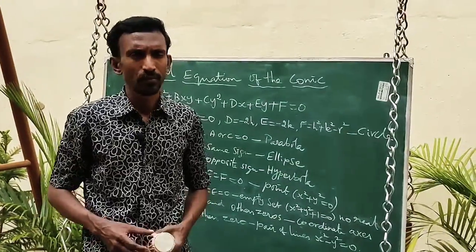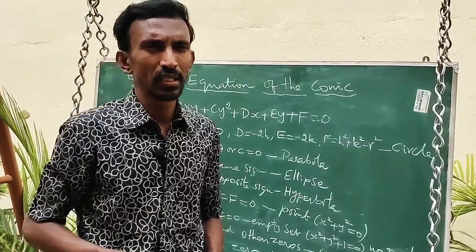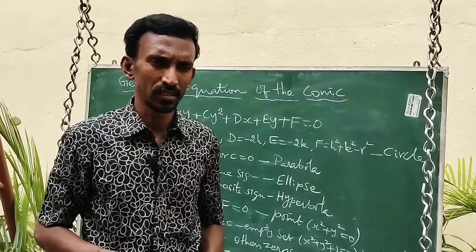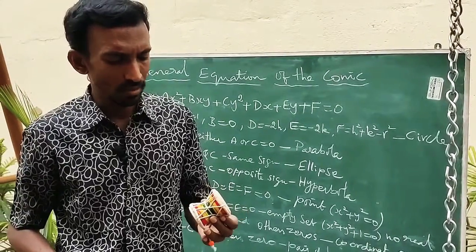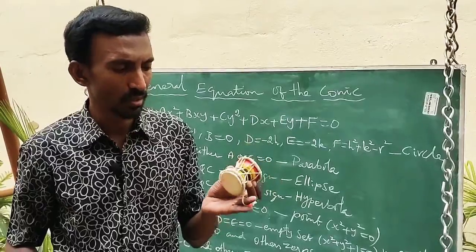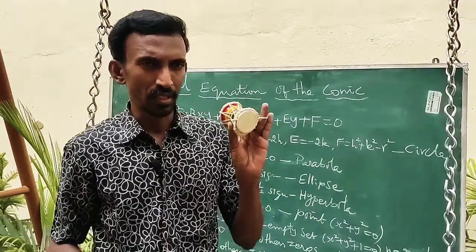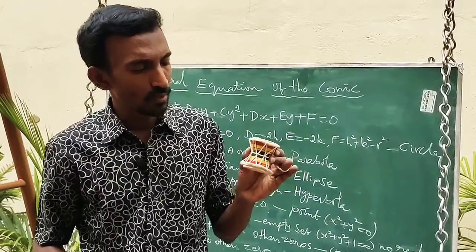My dear students, today we are going to see the geometrical description of conic sections. For that we need a double napped right circular cone. I think it is the best example. I think you all know what that instrument is. It is a double napped cone.